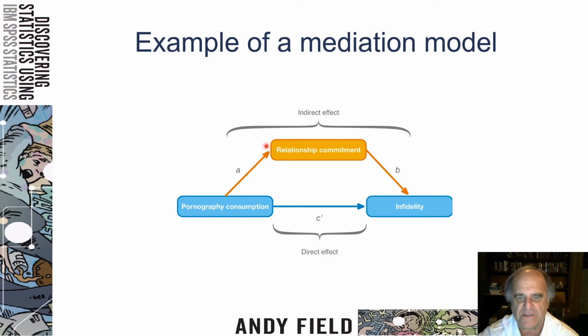But there's also then an indirect effect. Pornography consumption impacts relationship commitment, and that's our A. And relationship commitment then impacts infidelity, which is our B. And that's our indirect effect. And of course, if we take that out, then what we have left is this C prime, which is this direct effect of pornography consumption on infidelity.